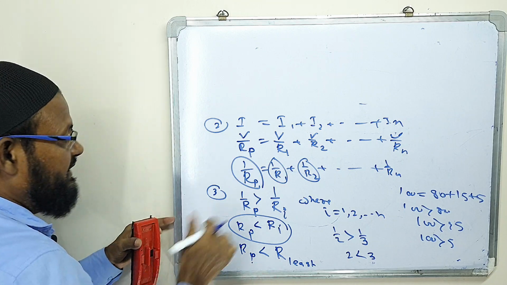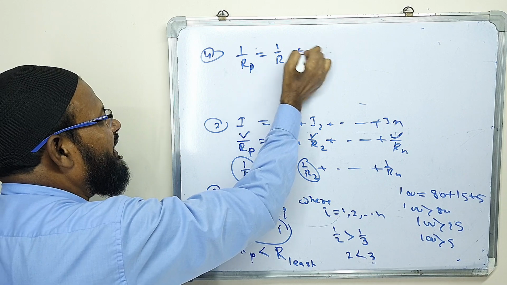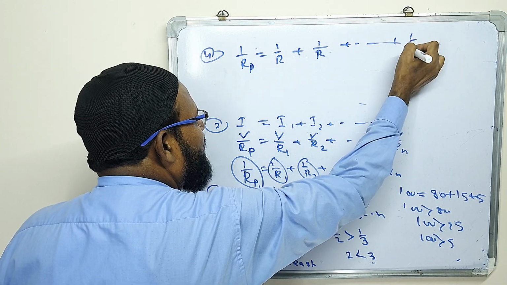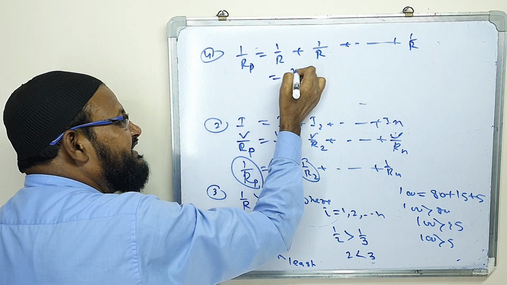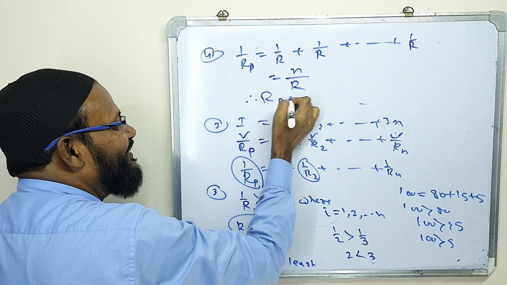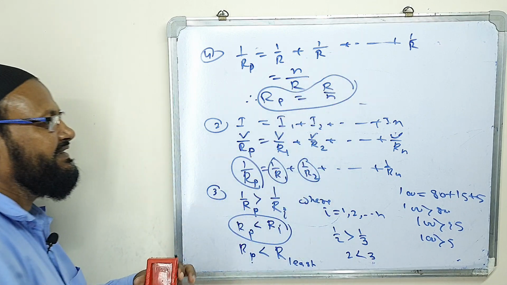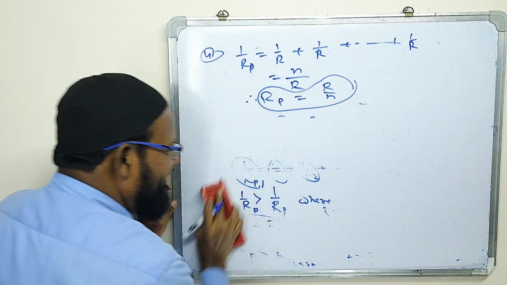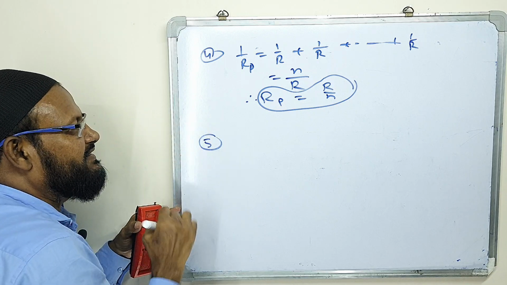Be careful. The fourth part is 1 by Rp equal to 1 by R plus 1 by R, and so on, N times. If there are N resistances, each equal to R, the answer is Rp equal to R by N. In case of parallel connection, this is the rule. Fourth, and the fifth part is very important. Be careful.